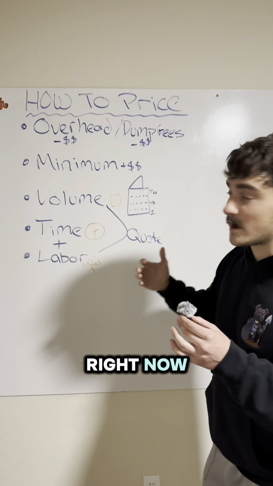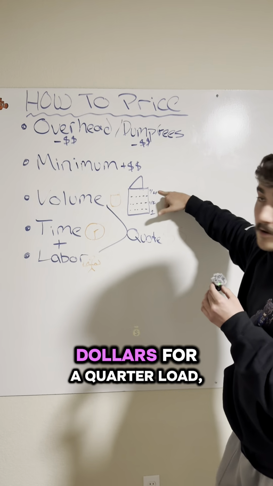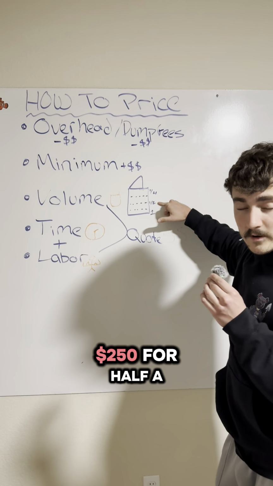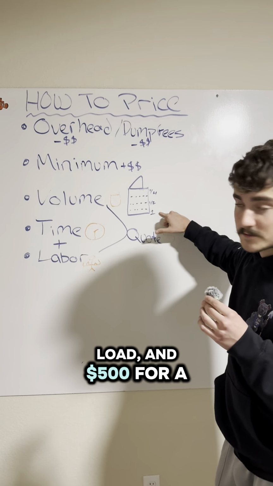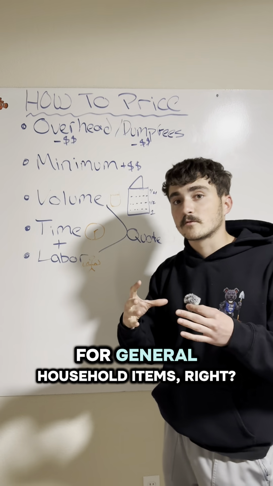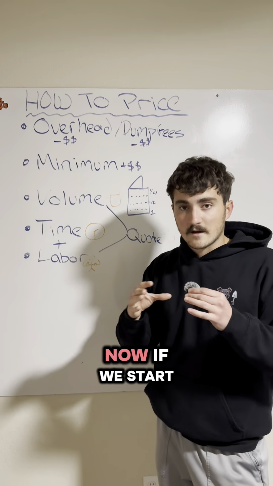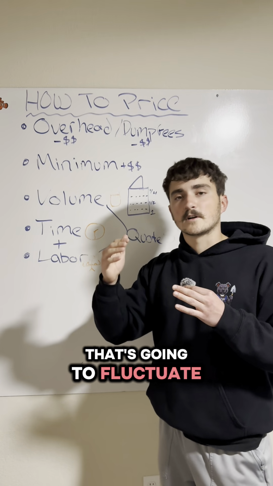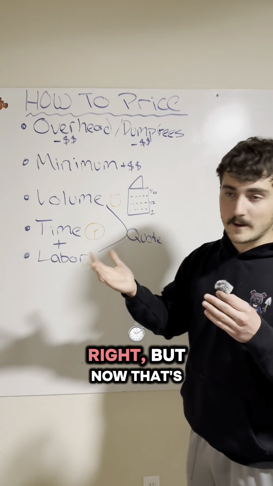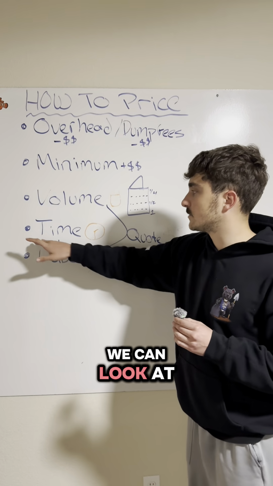As of right now, my numbers are at $125 for a quarter load, $250 for half a load, and $500 for a full load. Now, this is just for general household items, right? If we start talking concrete and bricks, that's going to fluctuate because my dump charges by weight, right? But now that that's out of the way, we can look at time.